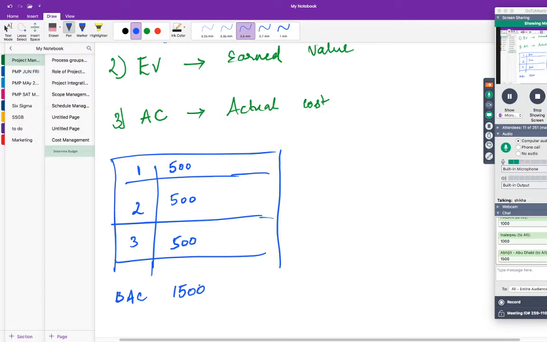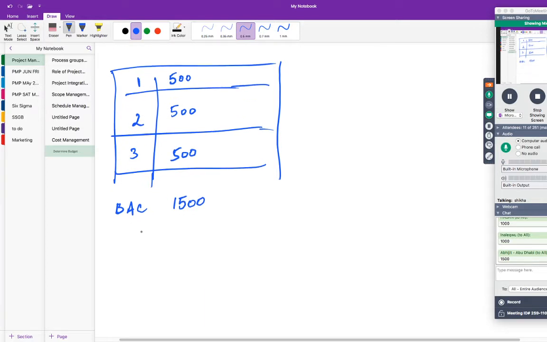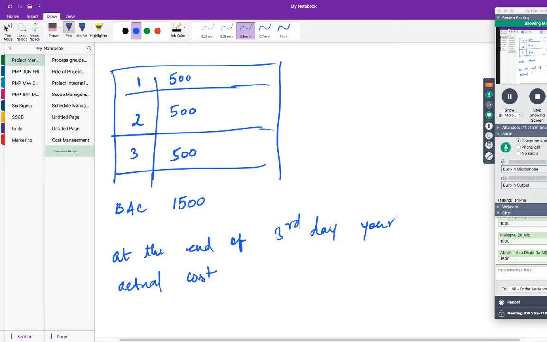I hope all of you understand. Now I'm going to give you an actual cost. I'm going to give you a scenario that at the end of the third day, your actual cost, which means the money spent, is $1,350.